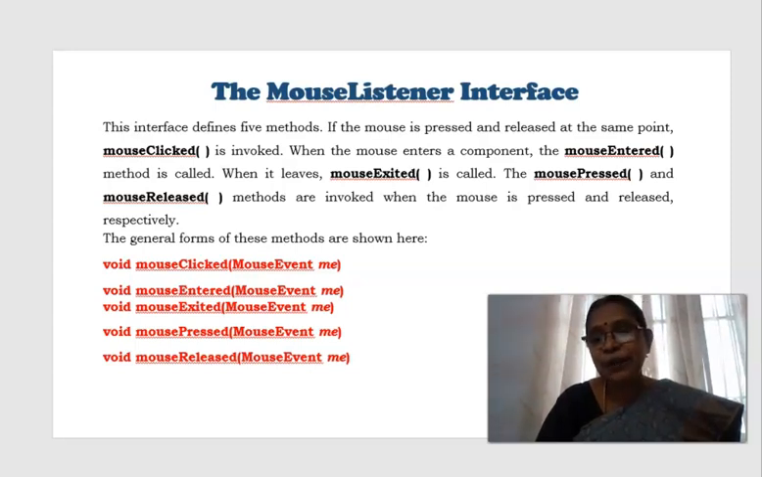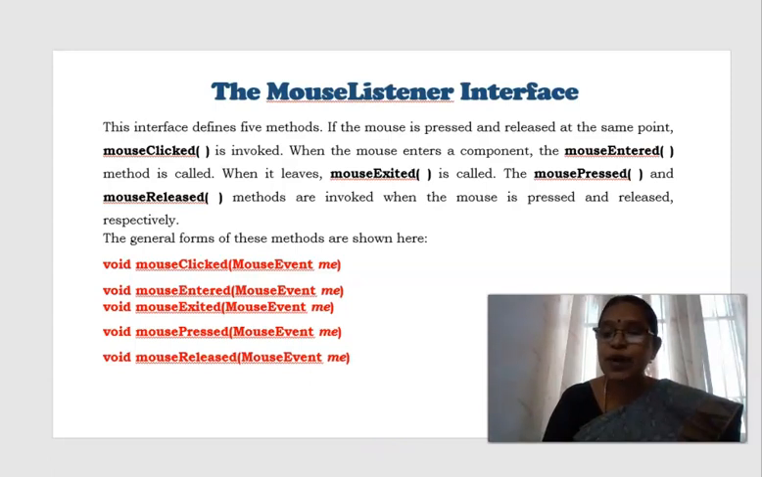All the event handling programs are present in the listener interfaces. The event handling programs present in the mouse listener interface are mouse clicked, mouse entered, mouse exited, mouse pressed, and mouse released. So there are 5 event handling programs present in the mouse listener interface.